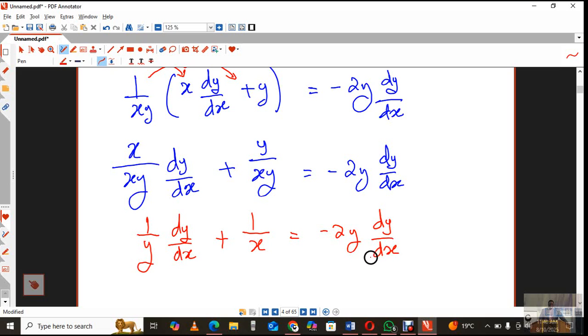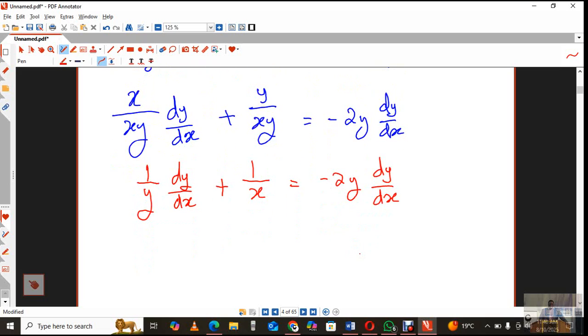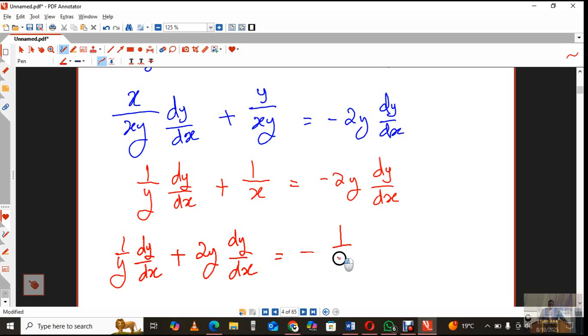Right, so let's get all our dy/dx terms to one side. So basically I'm going to take this minus 2y and I'm going to add it. So I've got 1 over y dy/dx plus 2y dy/dx is equal to, take that 1 over x, it becomes negative 1 over x.